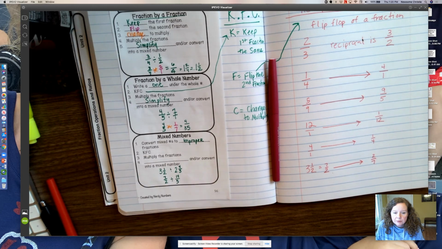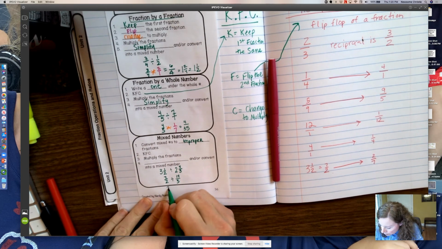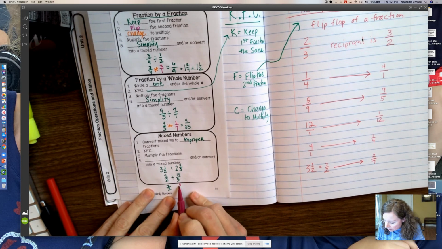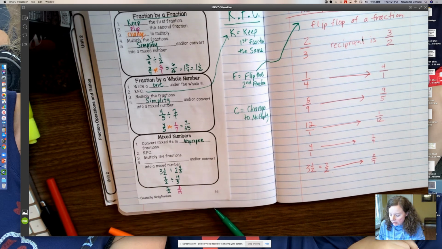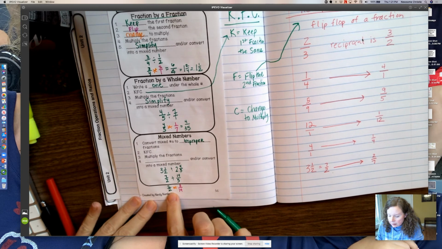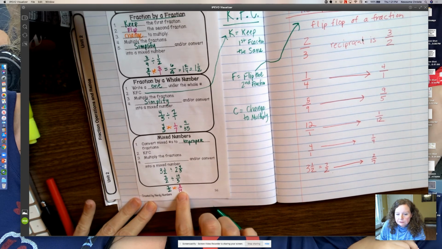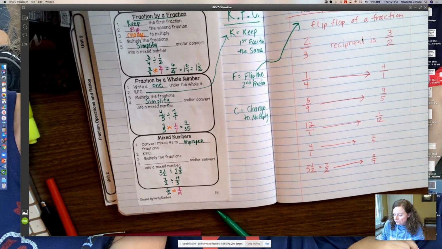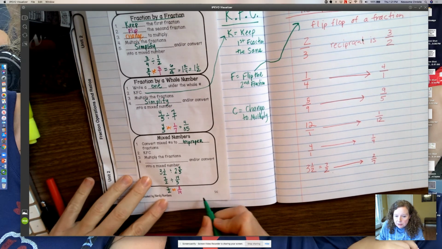Now we're going to KFC. We're going to keep the first fraction the same. We're going to flip the second one. So 14/5 becomes 5/14. And we change it to multiply. Keep the first fraction, flip the second fraction, change it to multiply. KFC. And now we're ready just to multiply straight across.